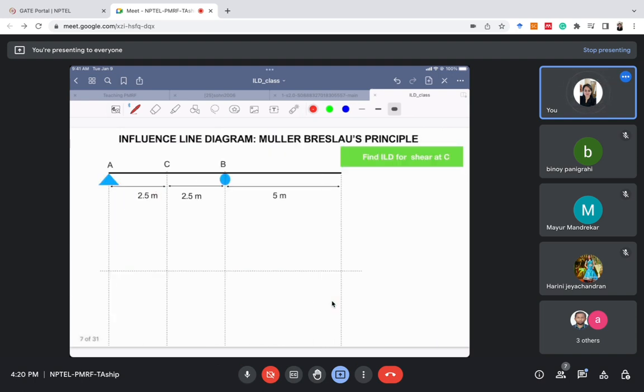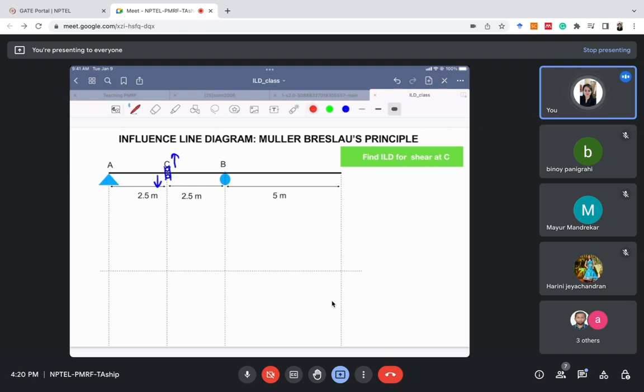Okay, let's see another thing. Let's find the ILD for shear at C. So what were the steps? For everything, there are two steps, right? For shear, the first step is to make a cut here like this and to introduce rollers here. Because of this, both AC and CB are independent to move in any direction. Now the second step is to push this right part upward and pull this left part downwards. Whatever the deflected shape is will be the ILD for shear at C.